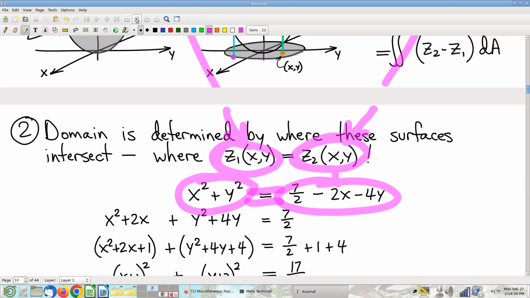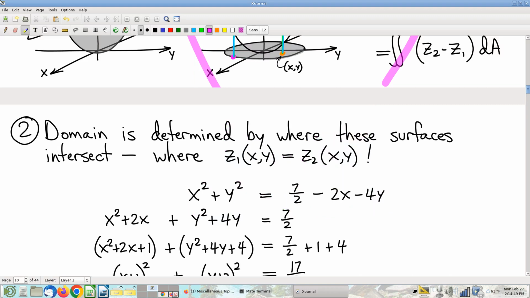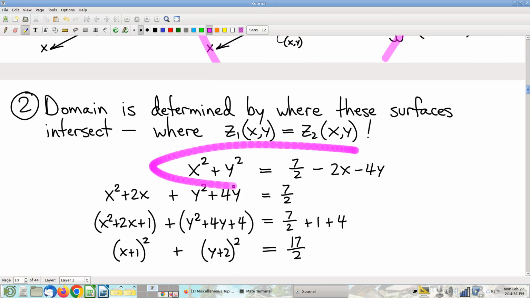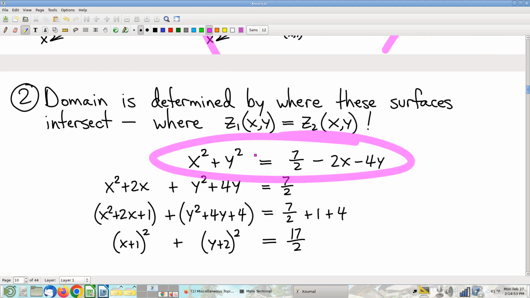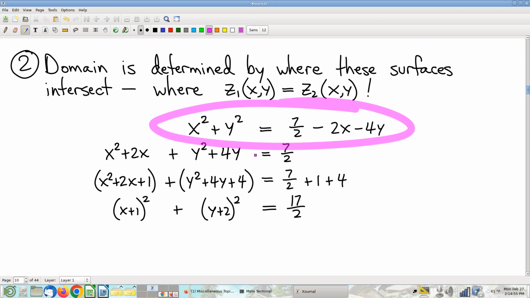Let me zoom in so we can see that better. Everybody with me? Okay, and it's all over but the shouting at this point. So you've got this equation, move things around, complete the square. By the way, make sure you're good with completing the square. I know it was a long time ago in algebra class.